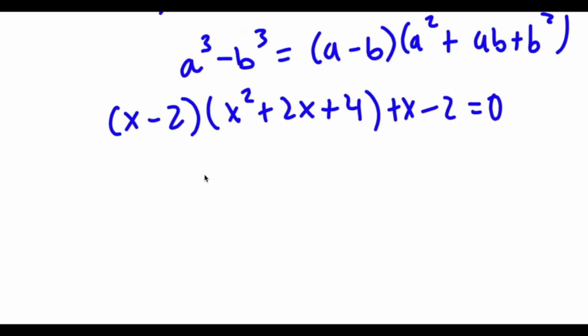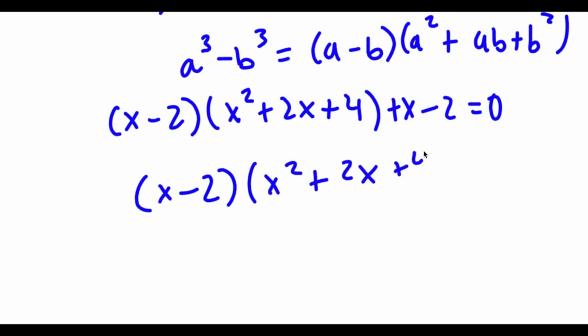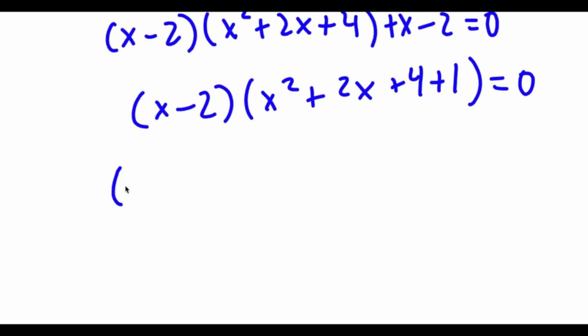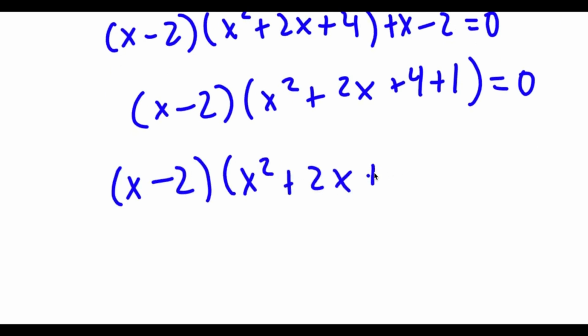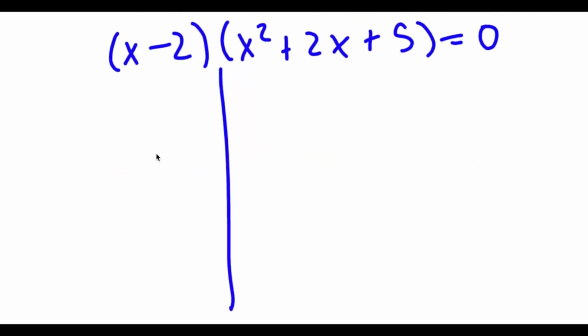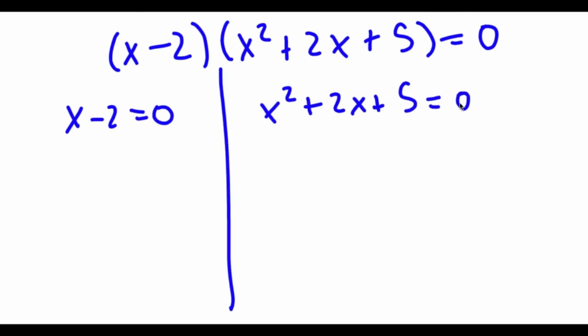So now if I factor out x minus 2, I get x minus 2 times x squared plus 2x plus 4 plus 1 is equal to 0, which is the same thing as x minus 2 times x squared plus 2x plus 5 is equal to 0. So now to solve this, I have two equations. I get x minus 2 is equal to 0 and x squared plus 2x plus 5 is equal to 0.